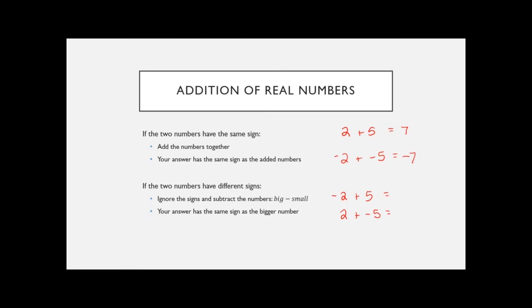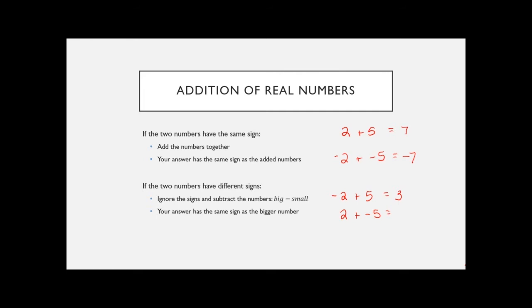So you basically are subtracting the numbers, and then the answer gets the same sign as the bigger of the two numbers. So with -2 plus 5, you would do 5 minus 2. You do the bigger number minus the smaller number. 5 minus 2, which is 3. And then because 5 is positive, your answer is positive.